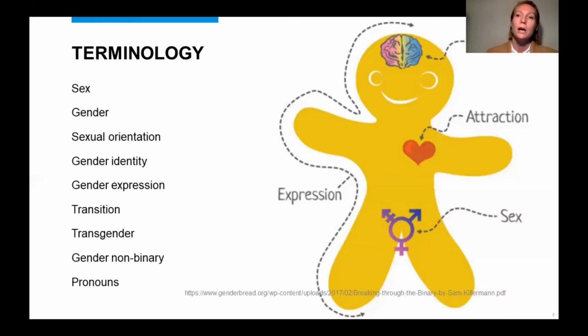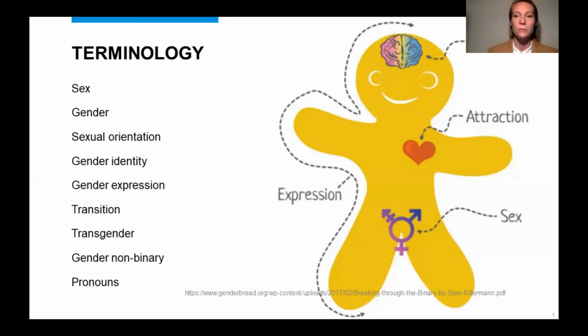Next would be gender non-binary. This is a newer term, at least in my knowledge, and it's one that refers to somebody who exists somewhere on the spectrum outside of male or female. So they may not identify as any gender, or I think a more common way of phrasing this would be they identify as neither male nor female. And this would be gender non-binary.